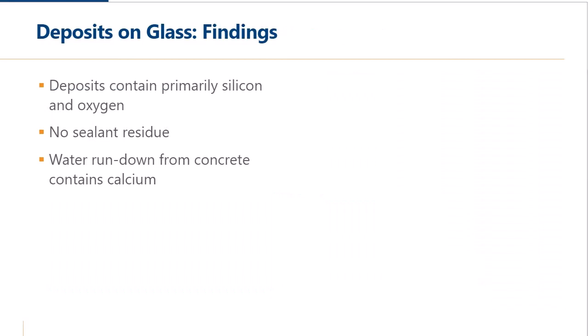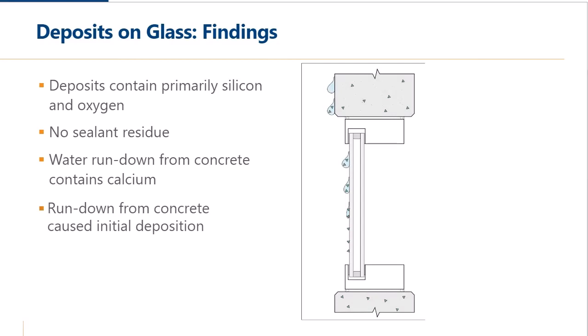So if we look at our findings, we found that the deposits contain primarily silicon and oxygen, but were not residue from the sealant. And the water rundown from the concrete contains calcium. So how do we put this together? And this has a little bit to do with the knowledge of how these materials interact with each other and with their environment. So you see a little schematic there in the center where the gray material is the concrete, the precast concrete, and there you can see an IGU in the middle.